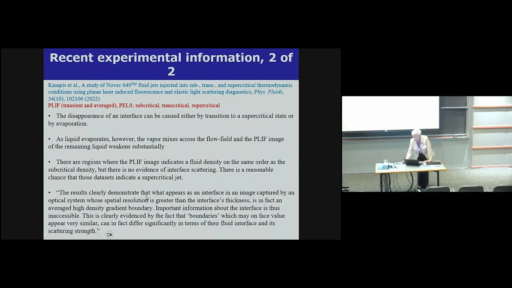And just to make it shorter, I'd like to read some of the conclusions. The results clearly demonstrate that what appears to be an interface in an image captured by an optical system whose spatial resolution is greater than the interface thickness is in fact an average high-density gradient magnitude boundary. Important information about the interface is thus inaccessible. This is clearly evidenced by the fact that the boundaries, which may on face value appear very similar, can in fact differ significantly in terms of their fluid interface and its scattering strength.